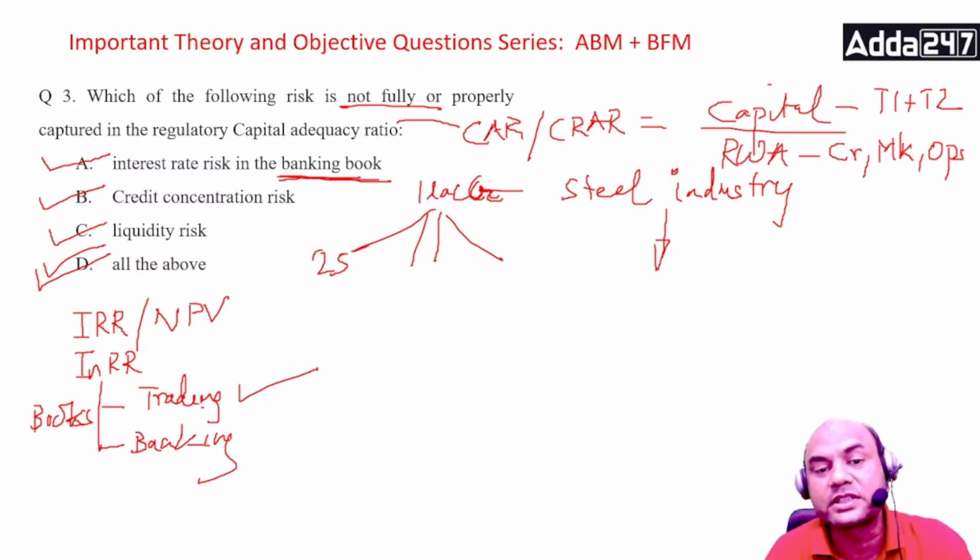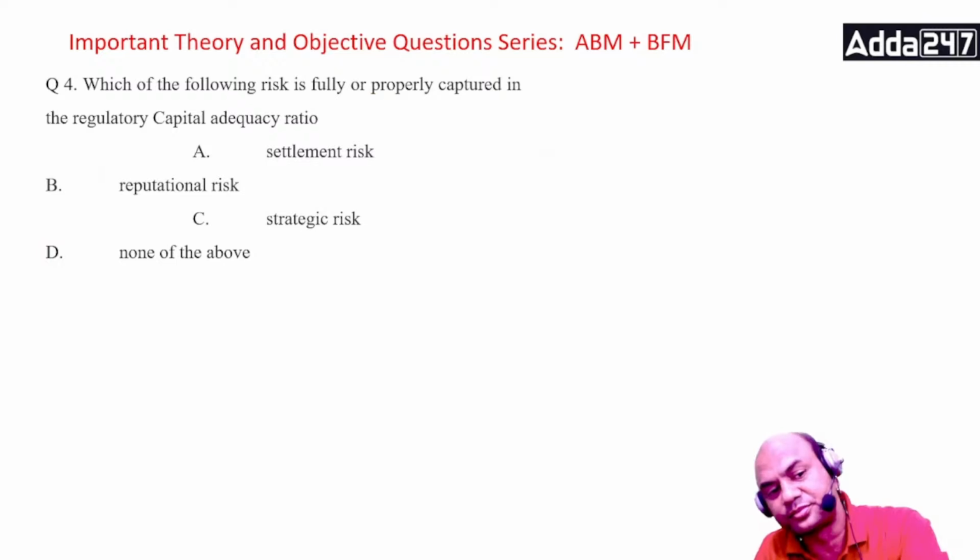Which of the following risks are not fully covered under CRAR? It is all of the above: interest rate risk in the banking book, credit concentration risk and liquidity risk.